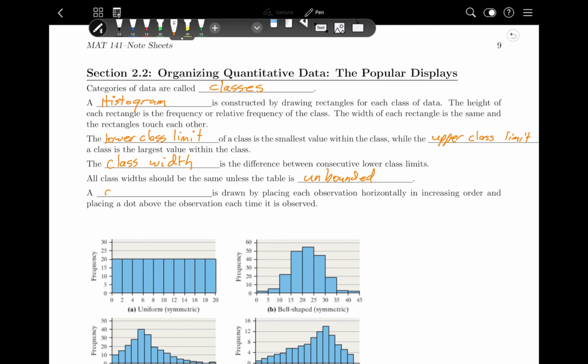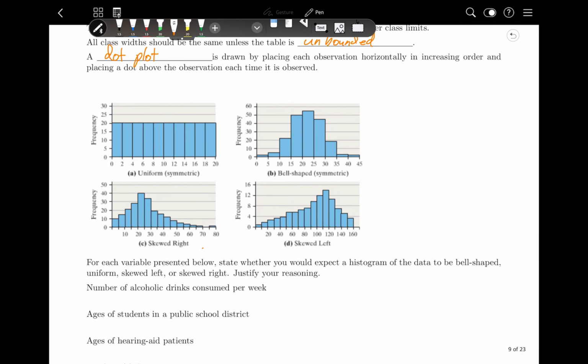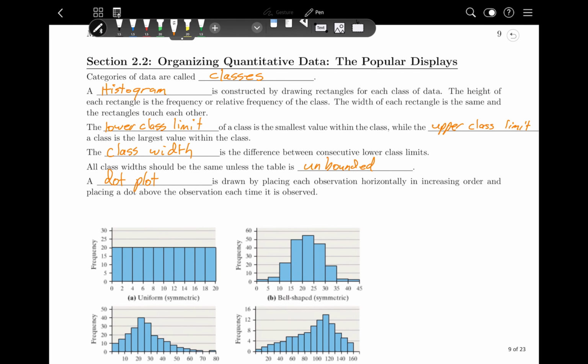A dot plot is the same idea as a histogram, except instead of drawing bars, you just put a dot above the observations each time it's observed. So let's talk about some of these different definitions using the graphs here.